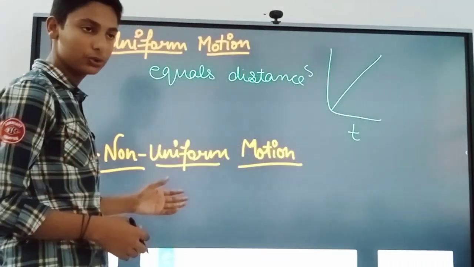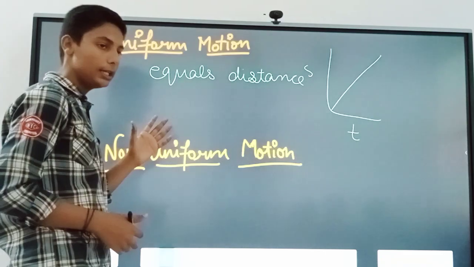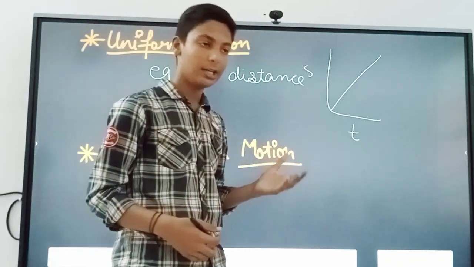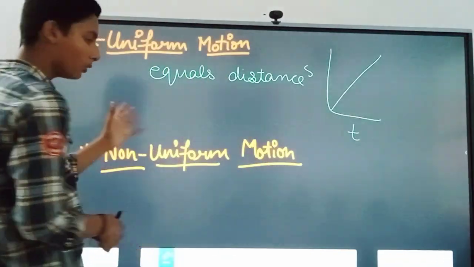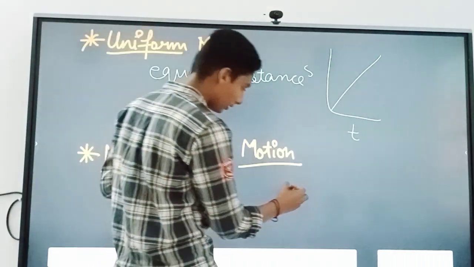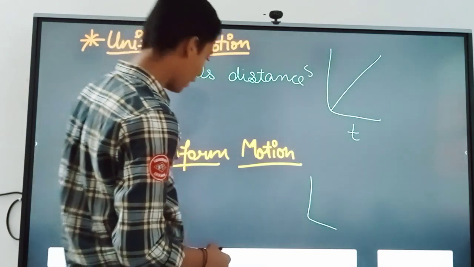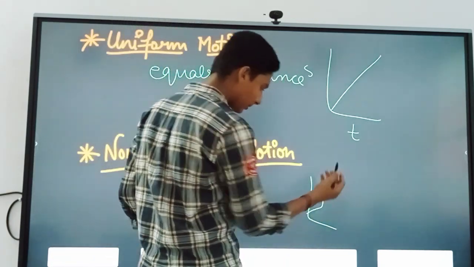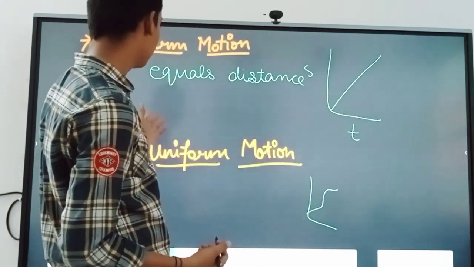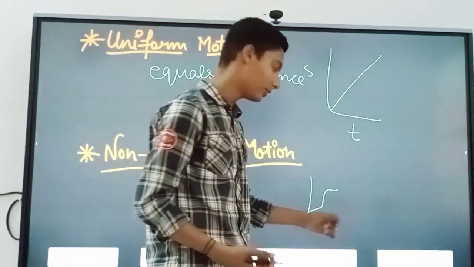In non-uniform motion, when an object covers unequal distances in equal intervals of time, that motion is said to be non-uniform motion. The graph of non-uniform motion is as it covers unequal distances in equal intervals of time.